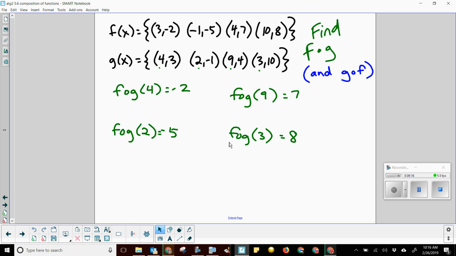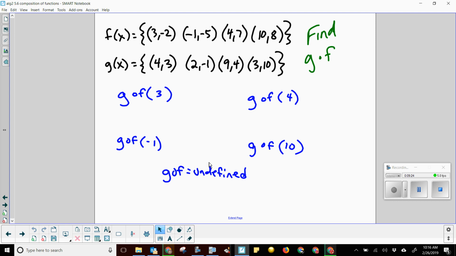This one, I'll just let you write these down. Hopefully you can see that we go from 4 to 3, 3 to negative 2, and then going the other way, actually all of these are undefined. 3 to negative 2 doesn't show up. That's a positive 2, it doesn't count. All of those are undefined.